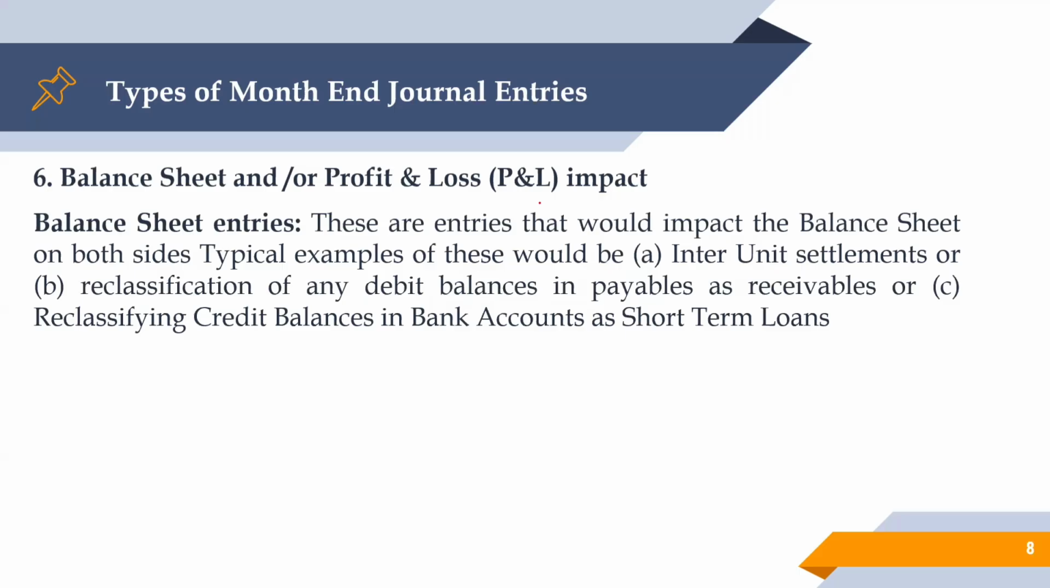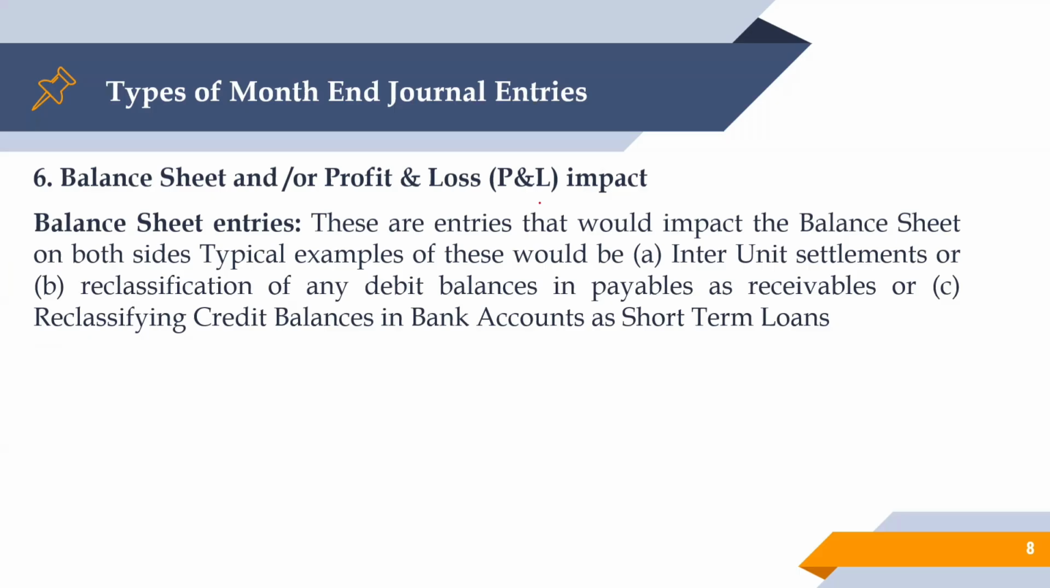This is also one of the important terms from these types of month-end journal entries: balance sheet and profit and loss (P&L) impact. We thought that all the entries are going to have an impact either on the P&L or the balance sheet. It's going to be P&L to P&L, or balance sheet to balance sheet, or it's a debit and liability towards the balance sheet, or asset and income towards the P&L. Then what else are we going to discuss in these terms.